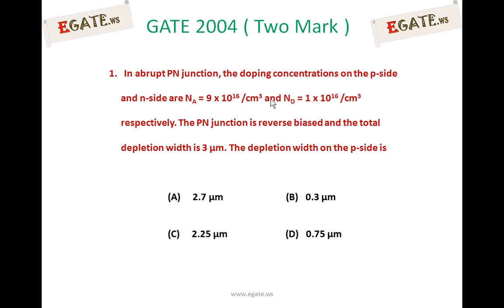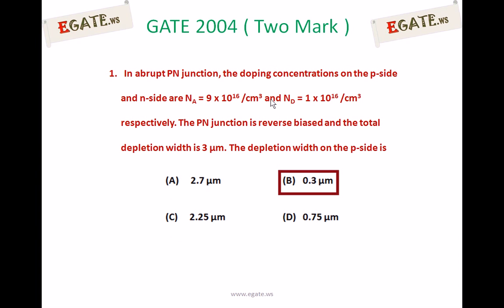Given an abrupt PN junction, the doping on the P side, which is the acceptor concentration Na, is given as 9 into 10 power 16, and the doping on the N side, which is the donor concentration Nd, is given as 1 into 10 power 16 per centimeter cube, and the PN junction is under reverse bias. The total depletion width is 3 micrometer. Now how much is the width on the P side? The correct answer for this question is B, 0.3 micrometers. We will see the details now.